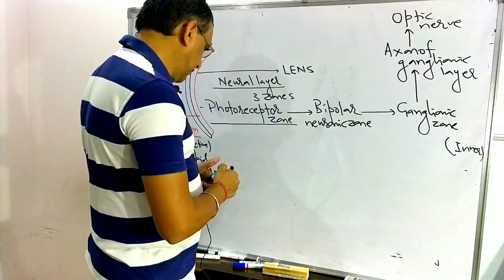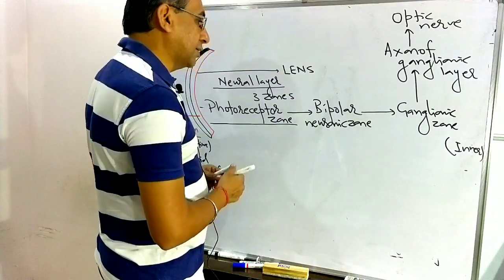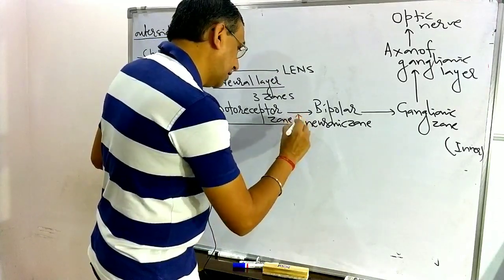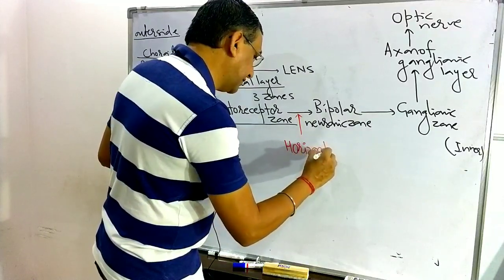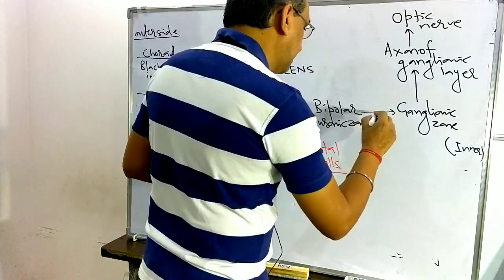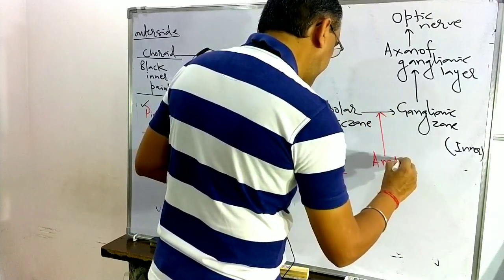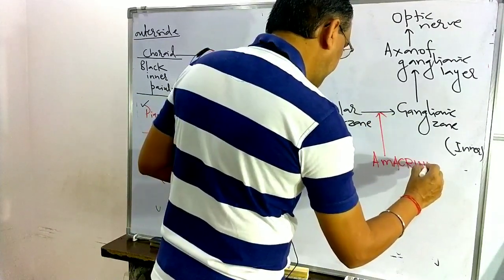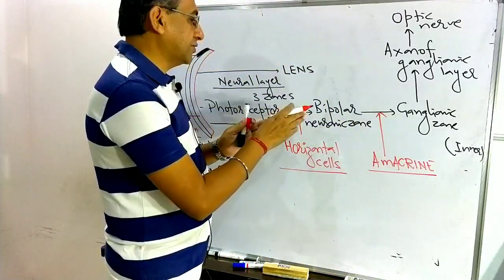Just see, between the photoreceptor zone and bipolar neuronic zone, horizontal cells are present. And between the bipolar and ganglionic zones, amacrine cells are present. It means they are forming the synapse. Photoreceptor cells are attached with the bipolar neuronic cells.